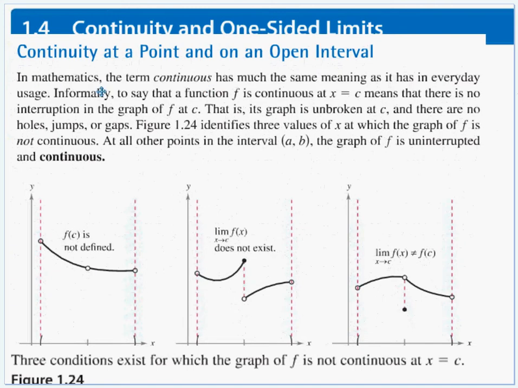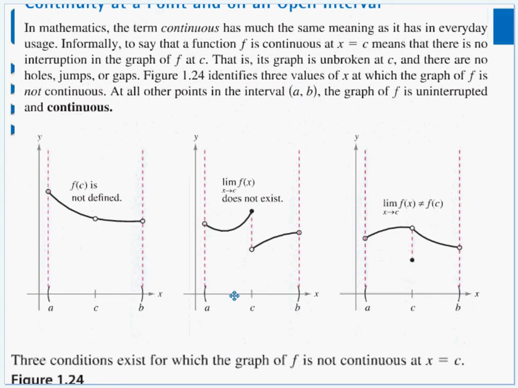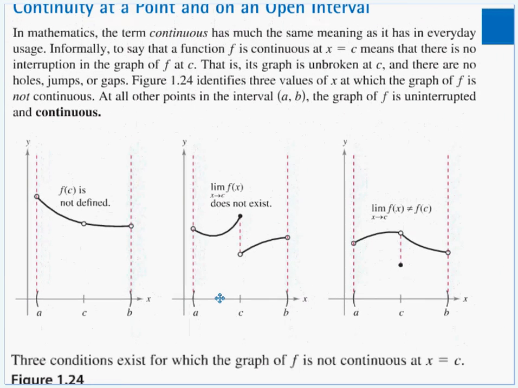So the book says, in math, the term continuous has much the same meaning as it has in everyday usage. Informally, to say that a function f is continuous at some point x = c means there's no interruption in the graph of the function at that point. That is, the graph is unbroken at point c, and there are no holes, jumps, or gaps in the graph. The figure below identifies three values of x at which the graph of f is not continuous. At all other points on the interval from a to b, the graph is uninterrupted and continuous. And just think about it: if you can draw it without lifting your pencil off the paper, it's a continuous function.